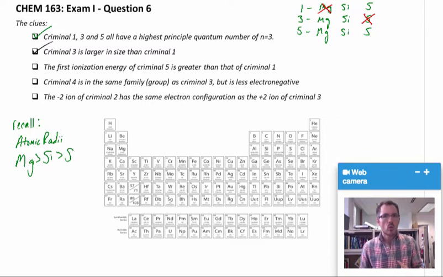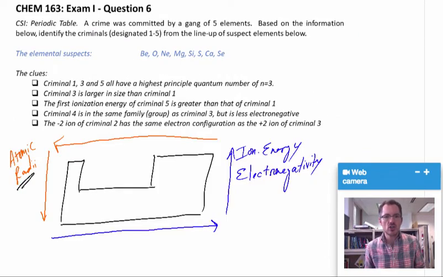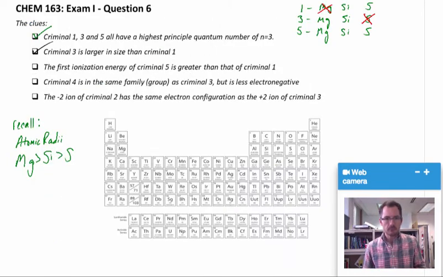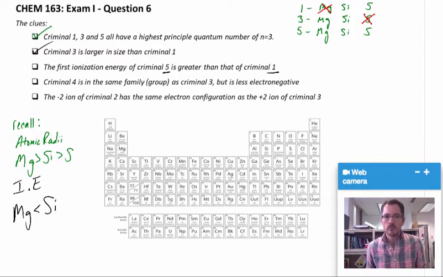Going back, we know the trend for ionization energy is that it gets bigger from left to right. So we'll be using that. In clues 5 and 1, we're still dealing with magnesium, silicon, and sulfur. We know from the atomic radius that magnesium is the greatest, but in terms of ionization energy, magnesium is the smallest, and sulfur is the biggest.